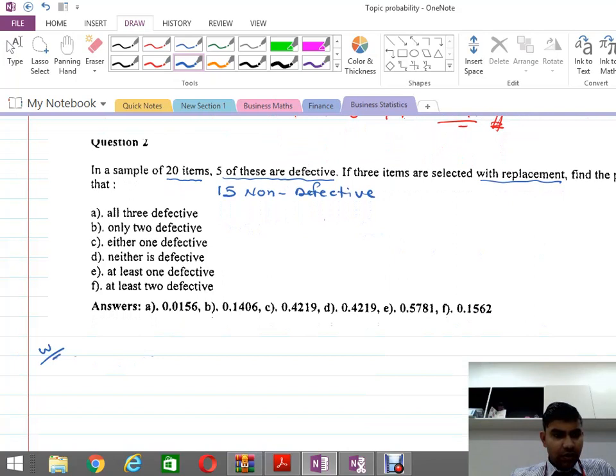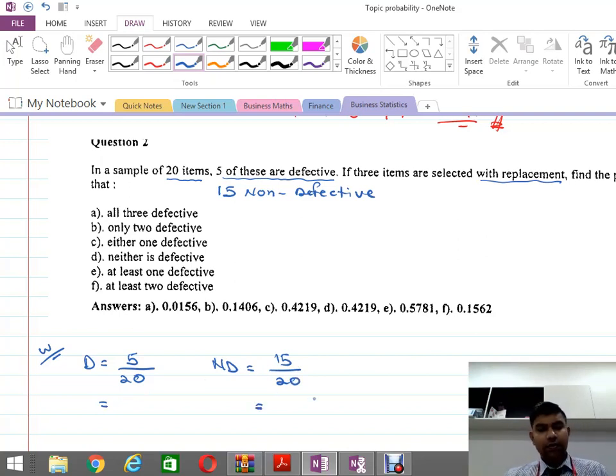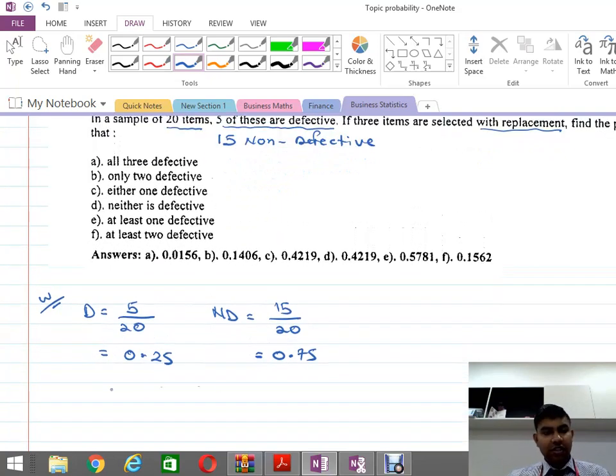So as usual, do a small working here. So defective, the defective is 5 over 20. How much? The ND, non-defective, will be 15 divided by 20. How much? So you will get 0.25 and 0.75. It's easy a bit if you change it to decimal. A, look at that. All 3 are defective, so it's quite straightforward.